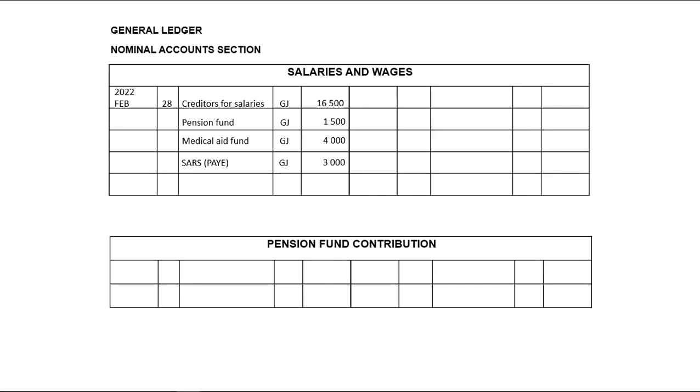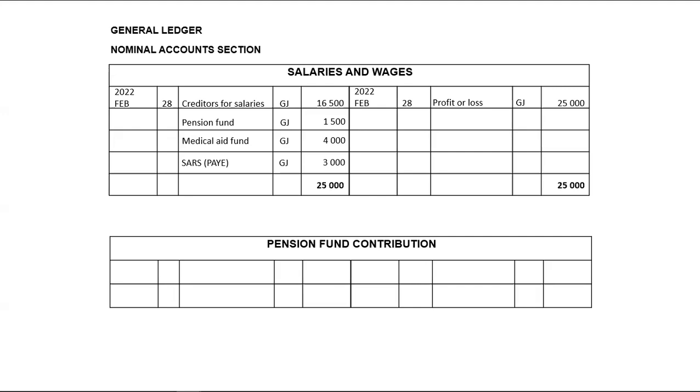Salaries and wages, in total, the total expense to salaries and wages will be closed off against profit or loss, and that will be 25,000 rand. It's an expense, and at the end of the financial year, we close it off against profit or loss.